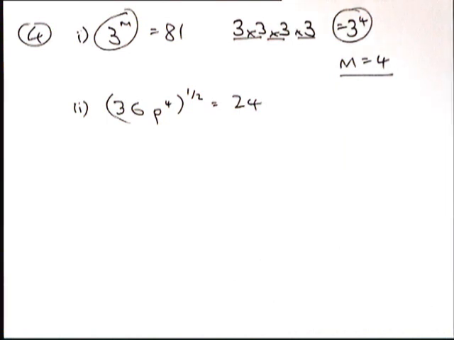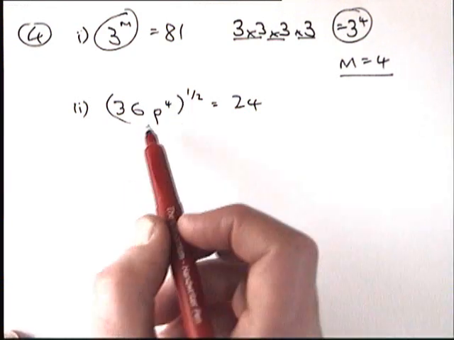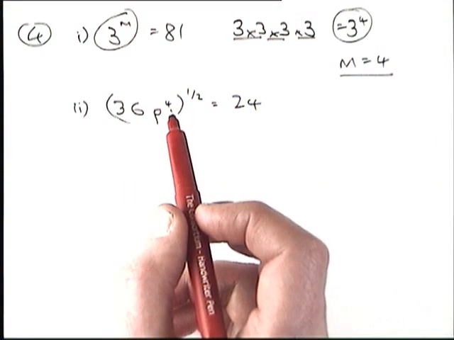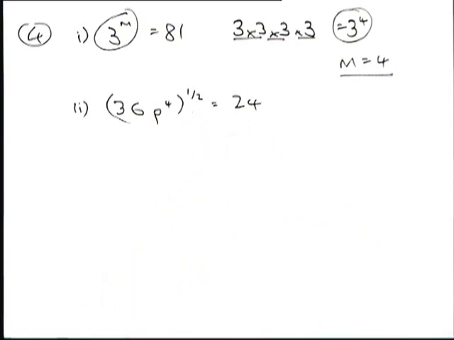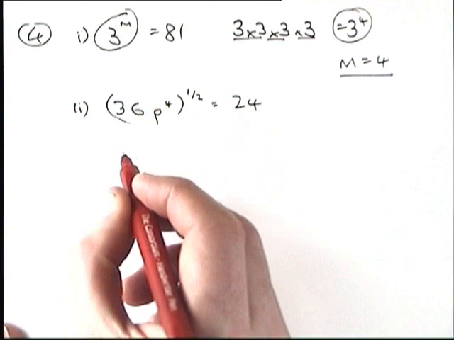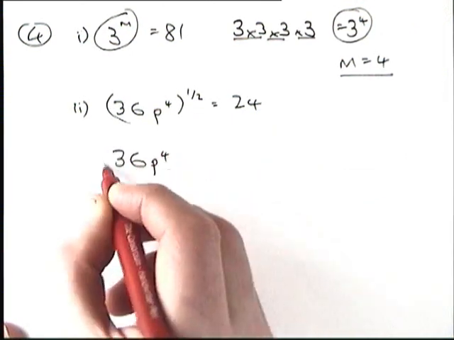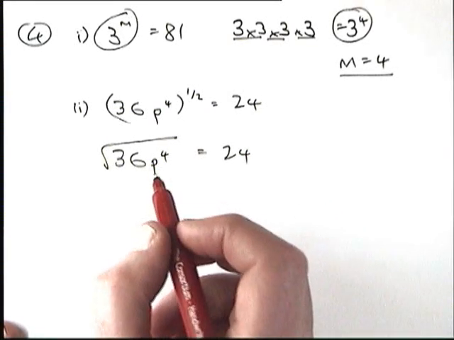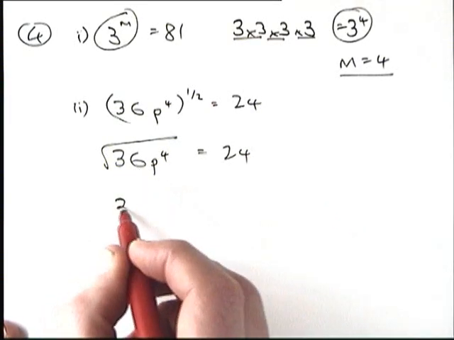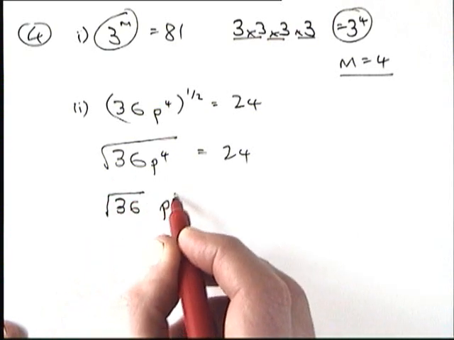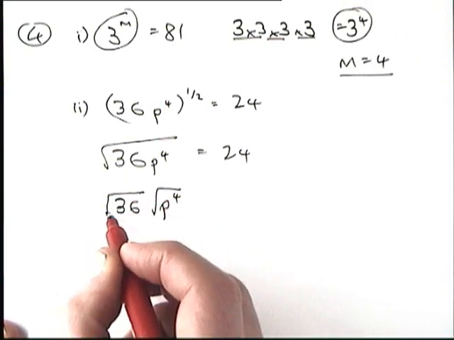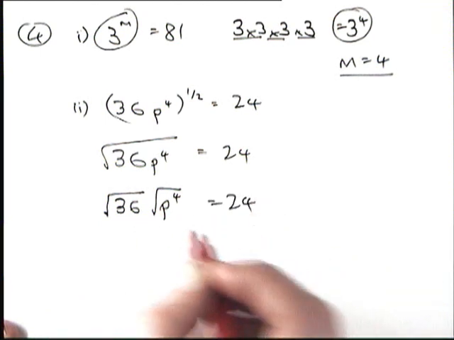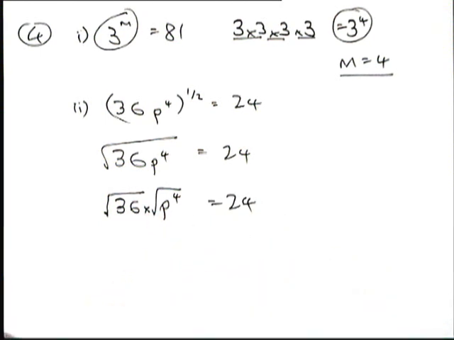M equals 4. The second part of the question, part 2, we've got 36p to the power of 4, all to the power of a half, equals 24. Now, the power of a half means square root. So I could write that like that, just changing the power of a half to be the square root. So this is the square root of 36 and the square root of p to the power of 4 equals 24. And they're being multiplied together.